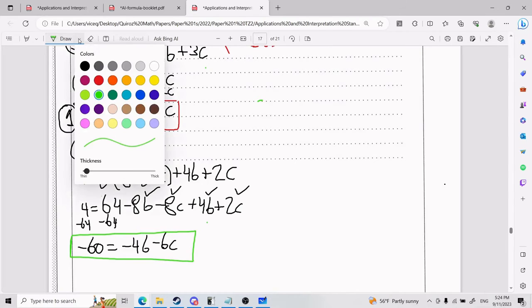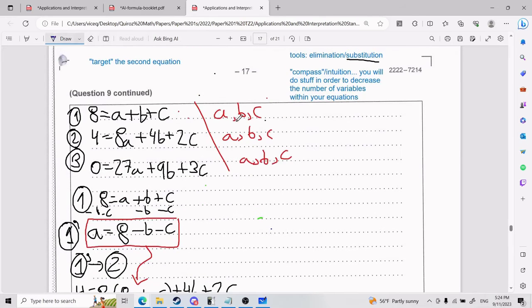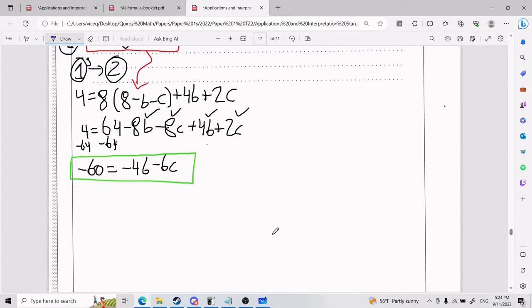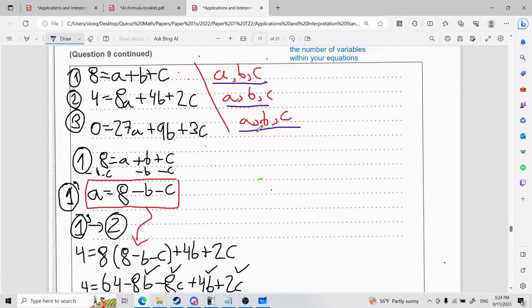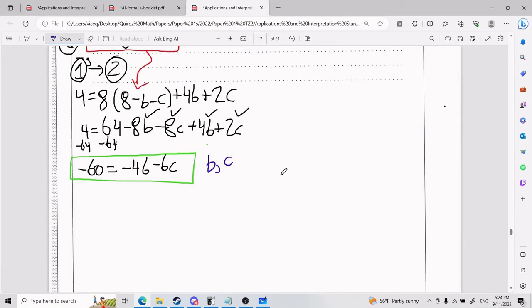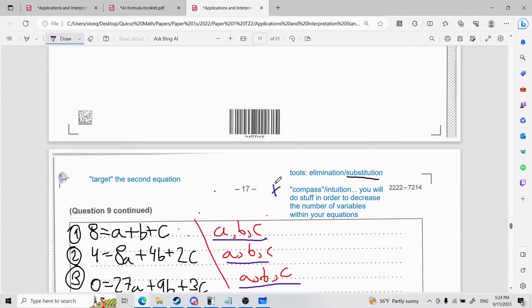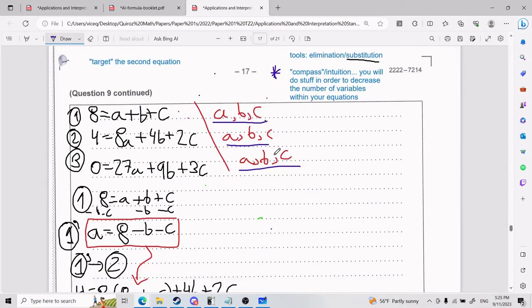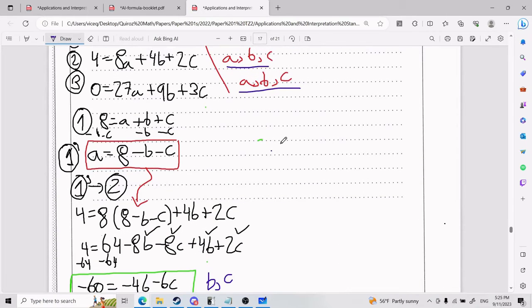Now what is special about this equation? Notice, up here I had 3 variables, 3 variables, 3 variables. How many do I have in this green one? You have just 2. You have B and C. So what used to be A, B, and C is now just B and C. Hence the compass or the intuition I was talking about. You want to decrease the number of variables, and that way you end up with just A equals something, or just B equals something, or just C equals something, and it'll work from there.